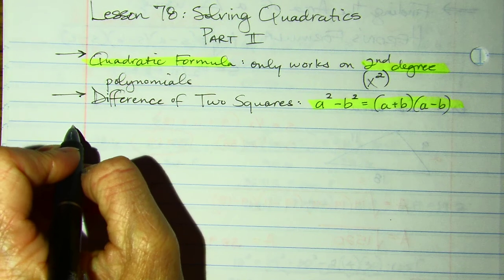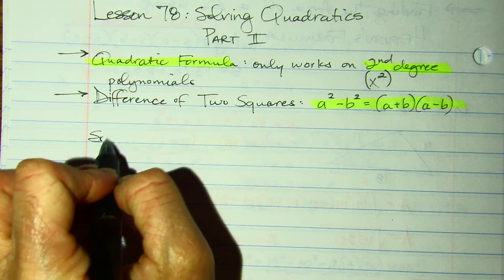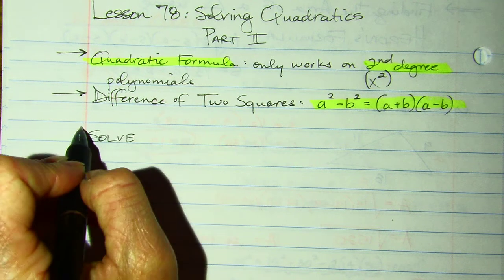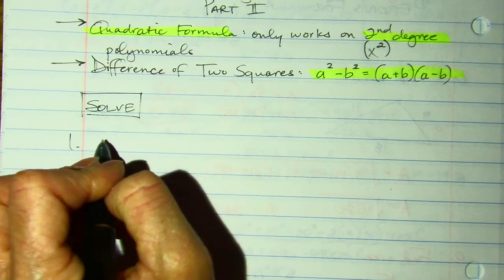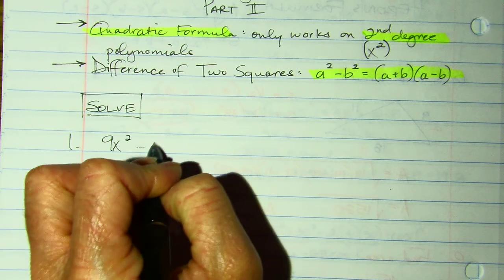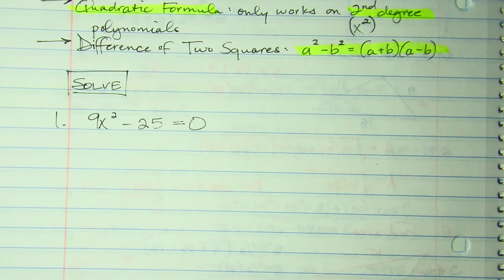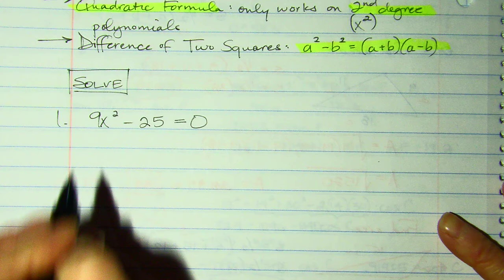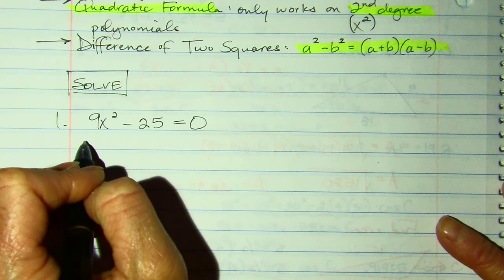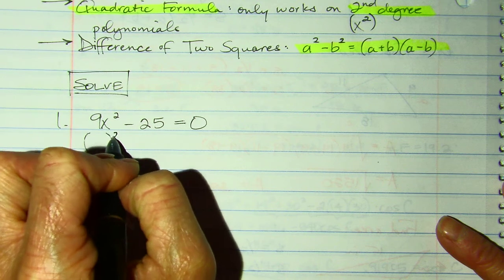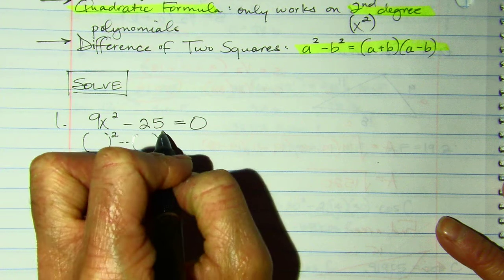So for the examples, we are going to be solving the following. Number 1, I have 9x squared minus 25 equals 0. Now, I'm going to do it using the difference of two squares method. So I recognize that both 9 and 25 are perfect squares. So I'm going to identify what term squared would give me 9x squared, minus what number squared gives me 25.